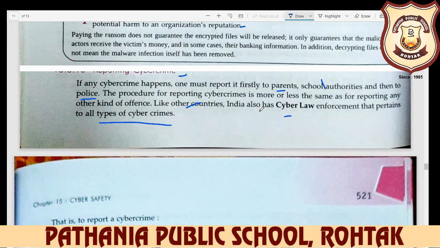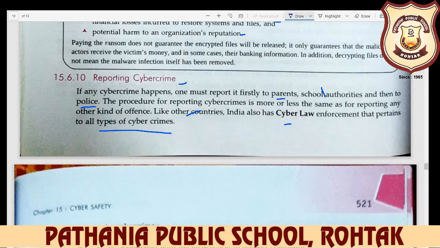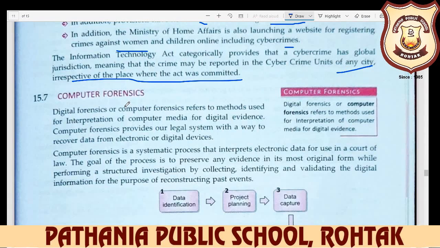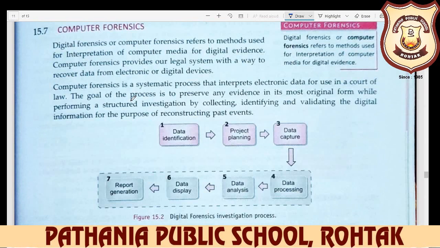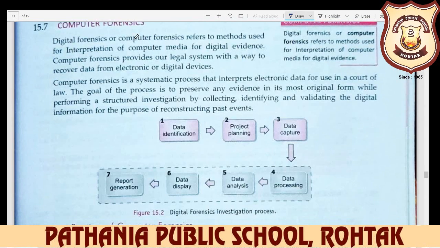In the previous lecture, we learned about cybercrime, ransomware, illegal downloading, scams, etc. And we have also learned about reporting cybercrime. So today in this video we start learning more about cyber crimes and cyber ethics.